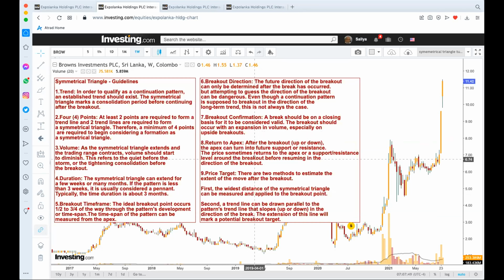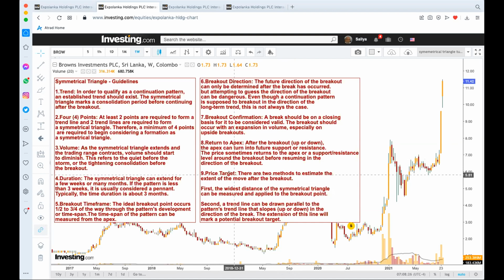Return to apex. After the breakout, up or down, the apex can turn into future support or resistance. The price sometimes returns to the apex or a support or resistance level around the breakout before resuming in the direction of the breakout. That's why right along I've been talking about breakouts and throwbacks. Breakouts, retesting, goes up, comes down, right? That is important when it comes to the breakouts inside this triangle.